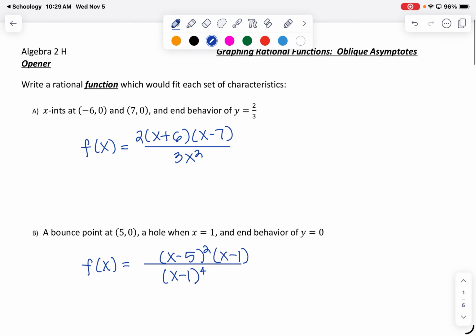All right, so this is just an example of possible answers. So if you're going to have x-intercepts of -6 and 7, you need to have x plus 6 and x minus 7, or something that's going to give you -6 and 7 as solutions in the numerator when you set them equal to 0. And then end behavior of 2/3 means that there's going to be a horizontal asymptote at y equals 2/3. So I have to have a leading coefficient of 2 in my numerator and 3 in denominator, and that also means that my degrees have to be the same. The degree in the numerator is already x squared, so I made the degree in my denominator x squared. So that's just an example.